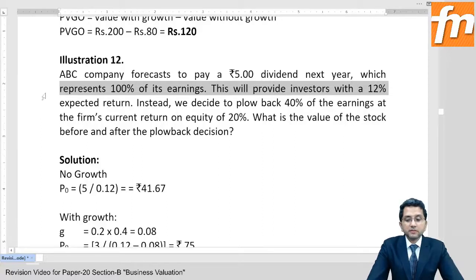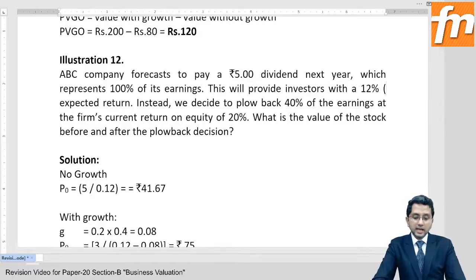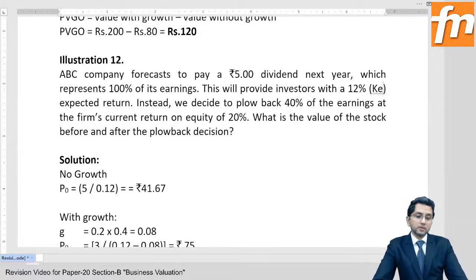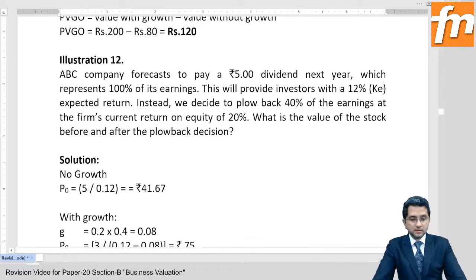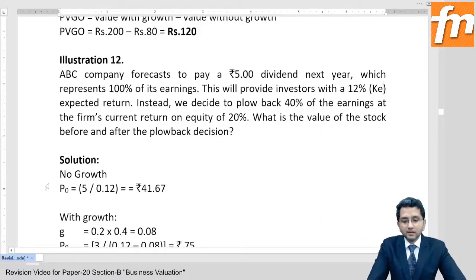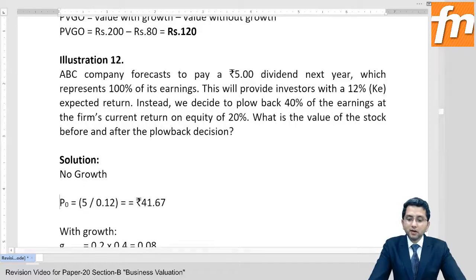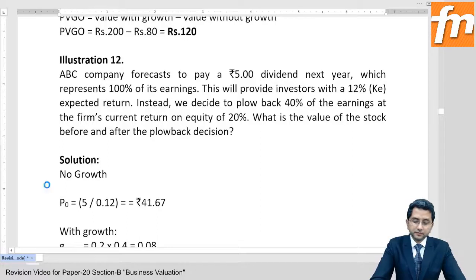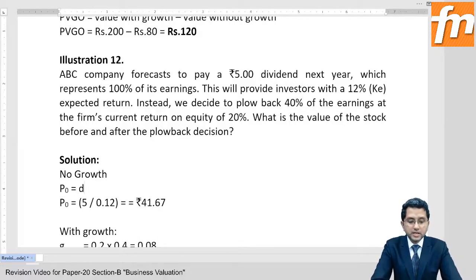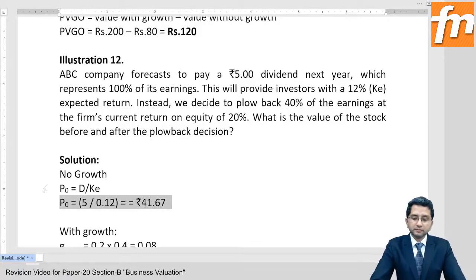This will provide investor with 12% expected return. It means the cost of equity is actually 12%. So in this case, the formula is very simple. I must say the value is equal to D divided by K. It's 5 rupees divided by 12%. Value of this share should be 41.67 if there is no growth.